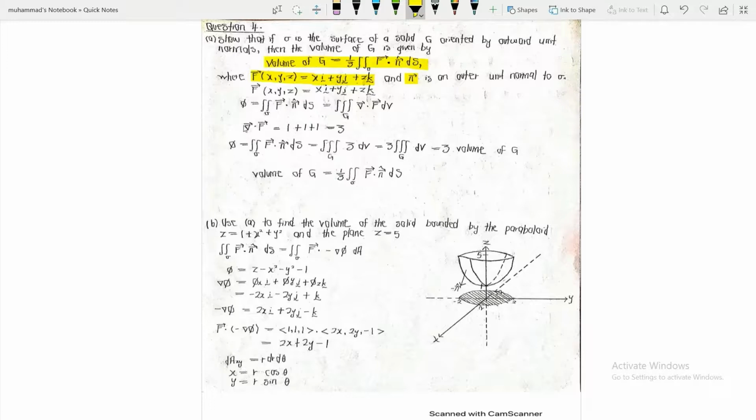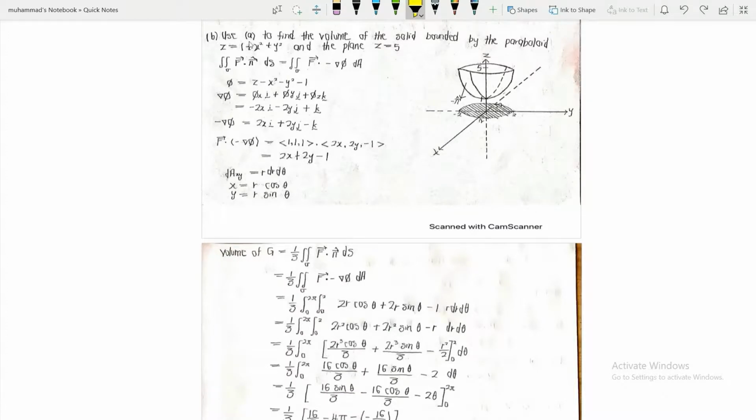Since divergence is equal to 3, the result is phi equal to double integral over sigma of F dot n ds equal to triple integral over G of 3 dv equal to 3 triple integral over G of dv equal to 3 volume of G. And we have shown that volume of G is equal to 1 over 3 double integral over sigma of F dot n ds.